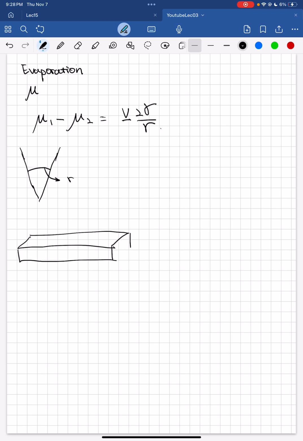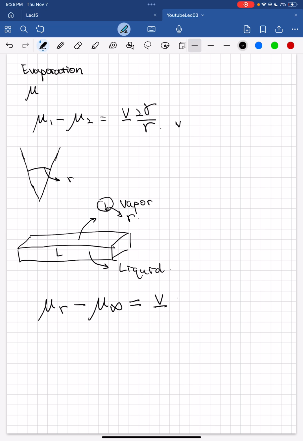when we consider evaporation, this is liquid phase. And when the liquid evaporates and becomes a vapor phase, and this vapor has a radius of R, then you can simply derive this kind of equation from this equation. Okay, so mu R minus mu infinite becomes V2 gamma over R.